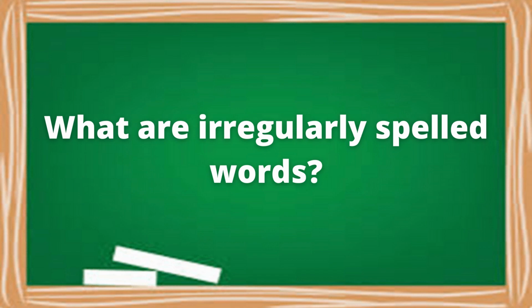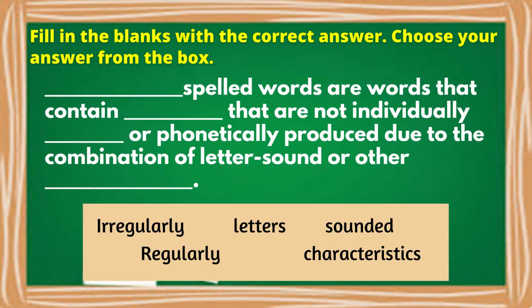Okay, therefore, what are irregularly spelled words? If you still remember what we have talked about, can you define to me the meaning of irregularly spelled words? You don't have to worry, I have here a set of definition for you. You just have to fill in the blank with the correct answer in order to arrive at the meaning of irregularly spelled words. There is a box. You just have to choose your answer from it. Let me read the sentence. Blank spelled words are words that contain blank that are not individually blank or phonetically produced due to the combination of letter sound or other characters. Okay, just fill in the blank with the correct answer.